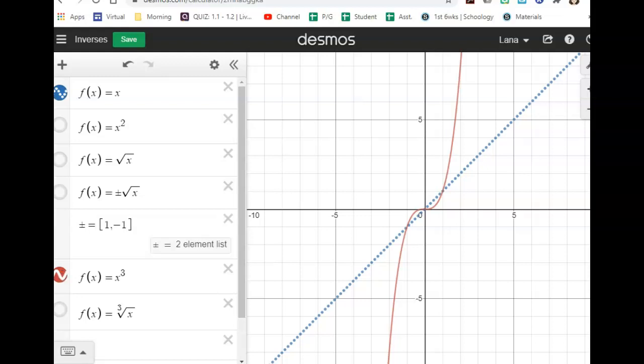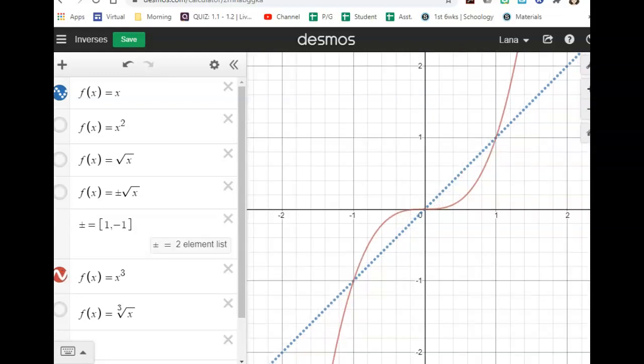Okay, let me zoom in a little bit. Okay, there's my cubic function. If I reflect it in that line, I get the cube root of x. I can take this one away, and there's your cube root. There's your cubed. So there's your reflection in the line y equals x.